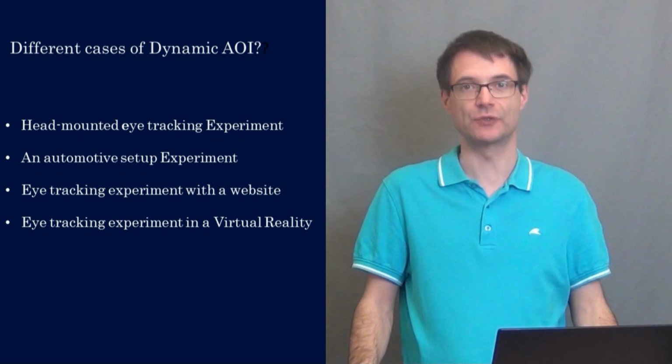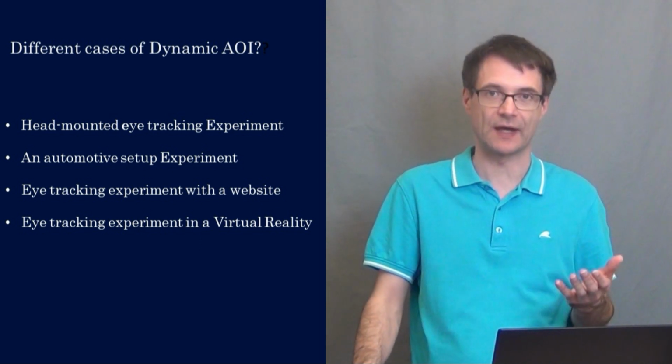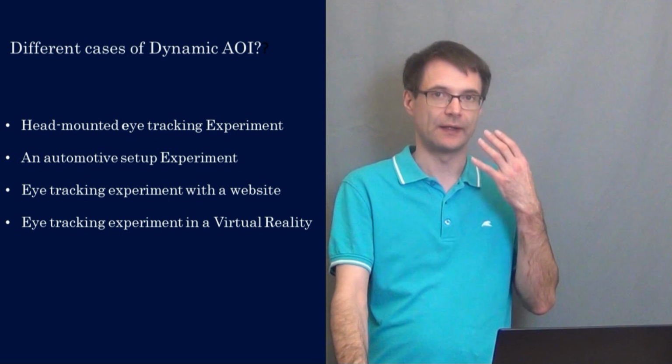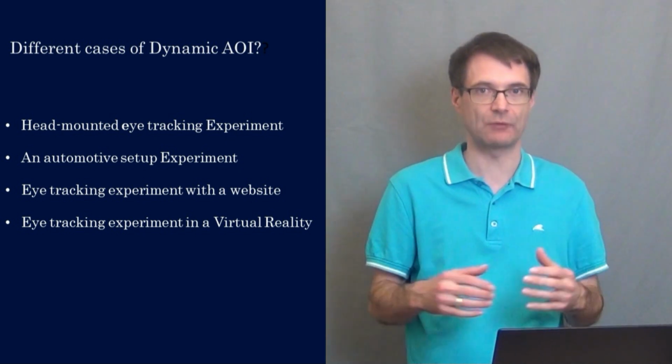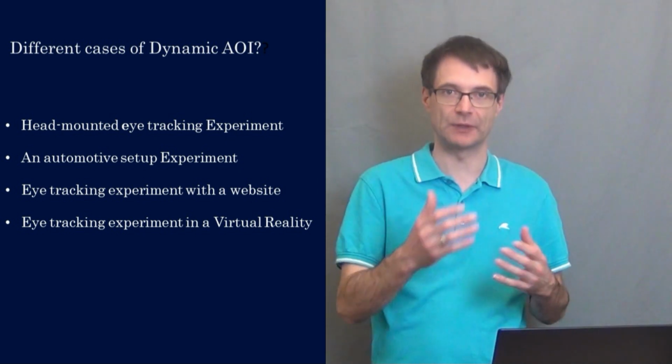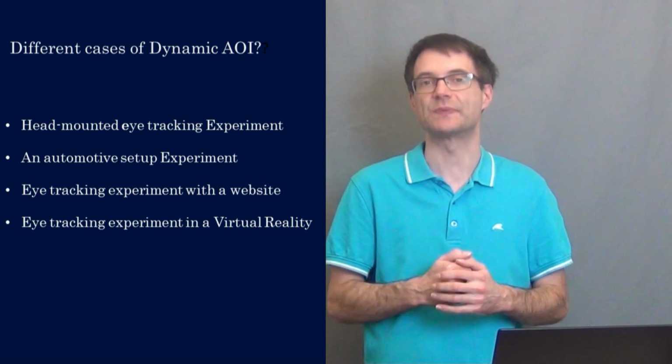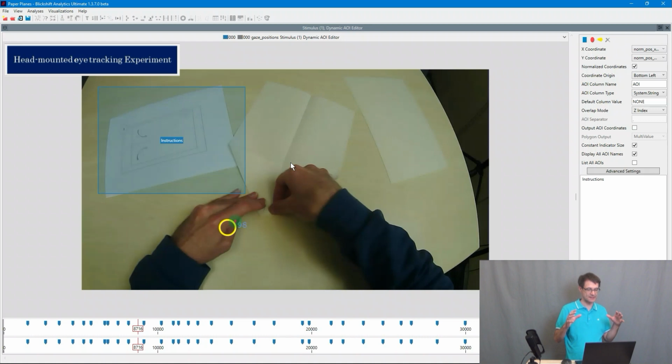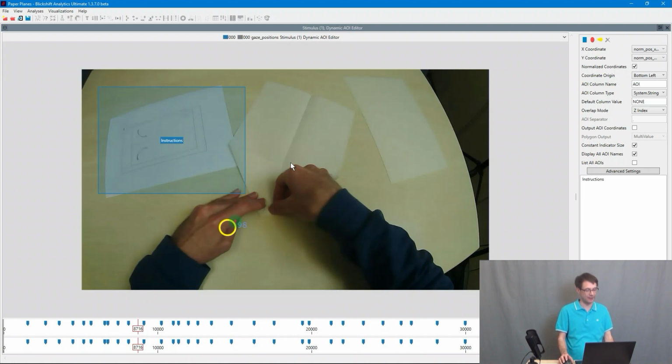I will show you 4 use cases: a head-mounted eye-tracking experiment, an automotive setup with fixed cameras, an eye-tracking experiment with a website, and an experiment in virtual reality. On the screen you can see the head-mounted perspective of the participant. The task is to build paper planes.